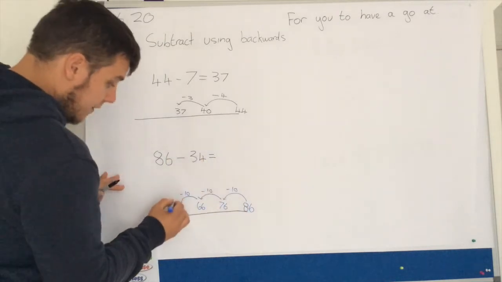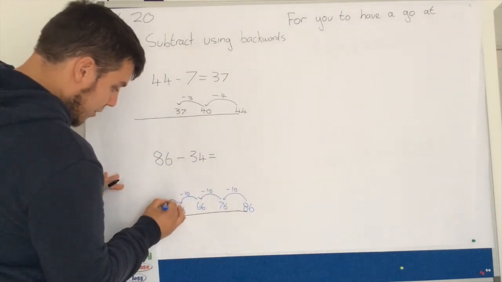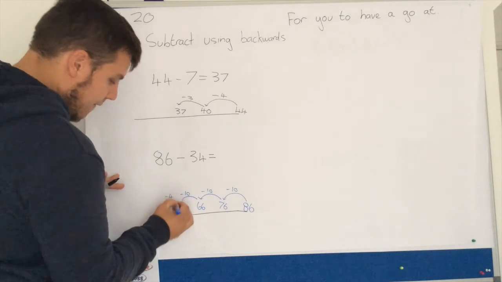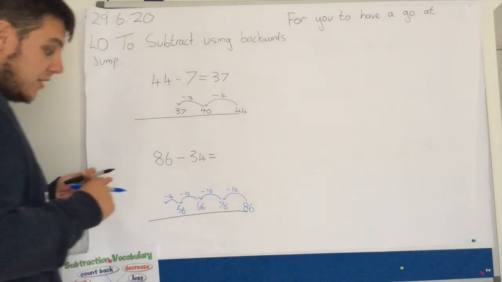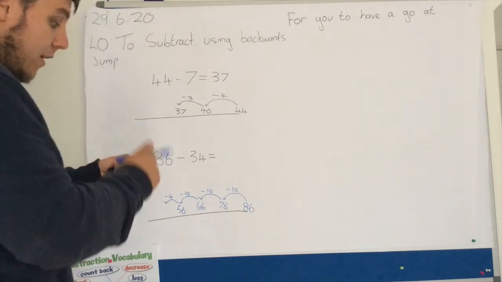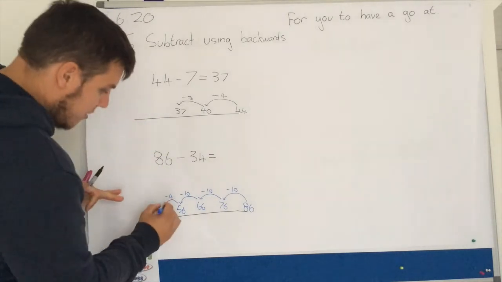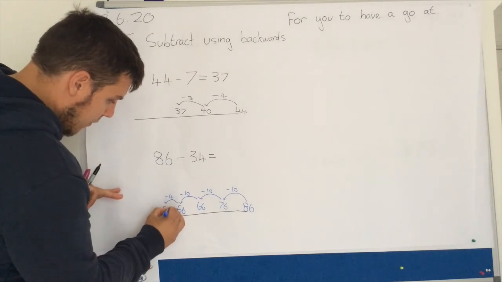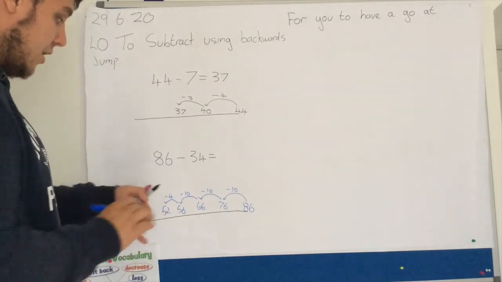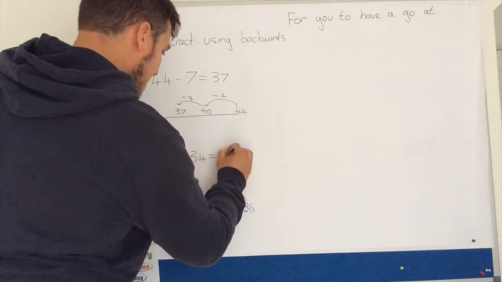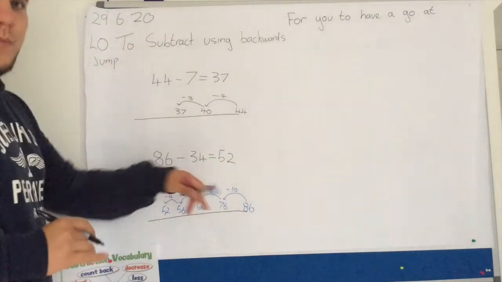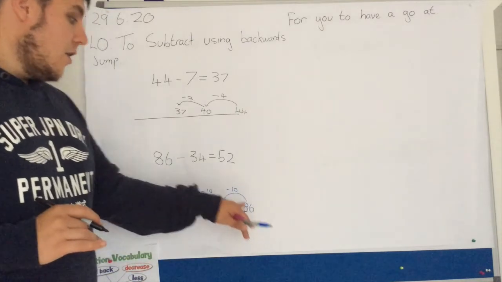I need to take away 34, so now I've got another little jump at the end where I'm going to have to take away 4. 56, take away 4. Okay, do it in my head, do it with my fingers. 56, 55, 54, 53, 52. Okay, so 52 takes me on there to my answer. And I've done it through backwards, doing these backwards jumps.